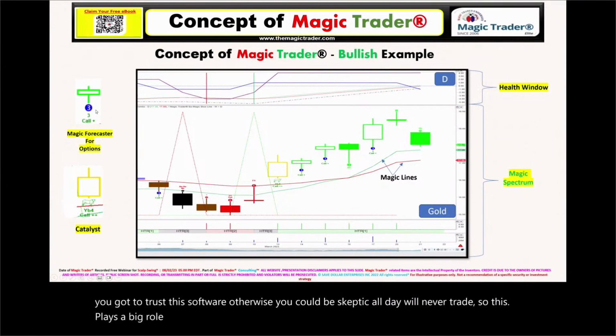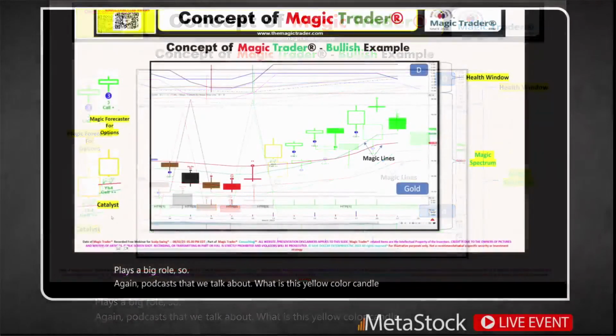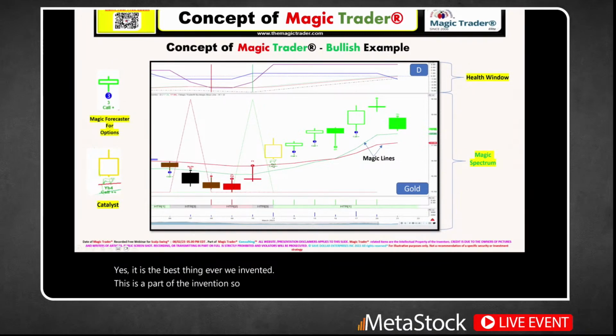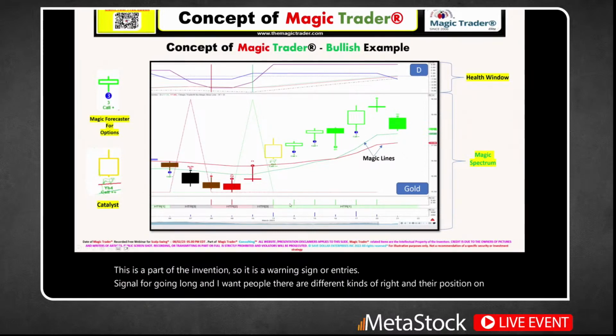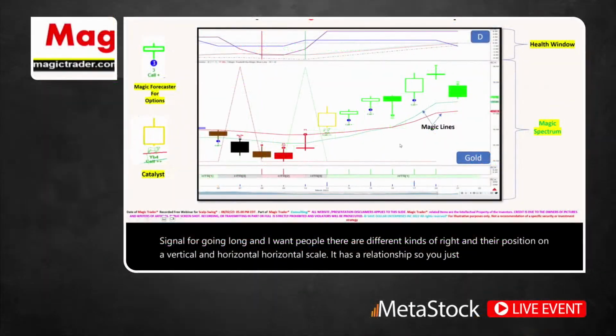So again, forecaster, we talk about what this yellow color candle is. I never see some people. Yes, it is the best thing we ever invented. This is a part of the invention. It is a warning sign or entry signal for going long. And there are different kinds, right? Their position on the vertical and horizontal scale has a relationship. So it's not just a yellow bar.